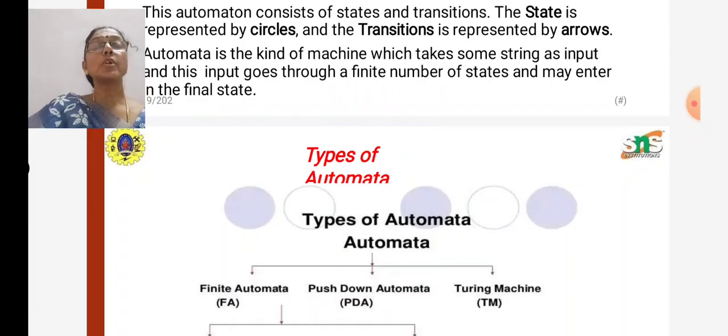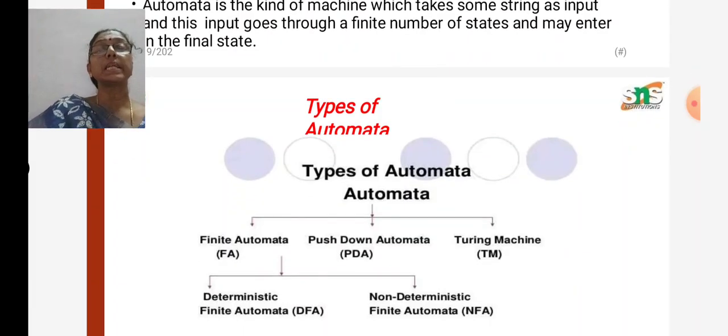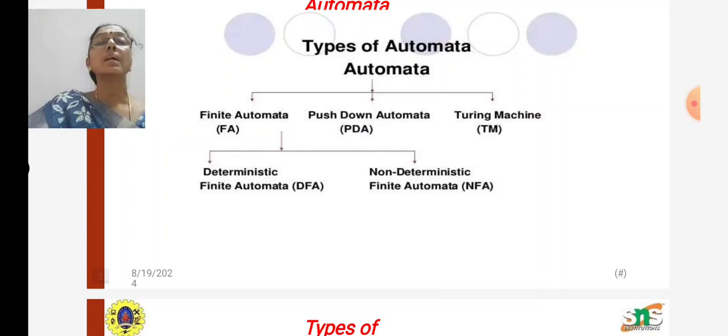So we have three types of automata. One is the finite automata, another is the push-down automata, and the third is the Turing machine. The finite automata is again classified into deterministic finite automata and non-deterministic finite automata. In the next video we will see the classification and differentiate between DFA and NFA.